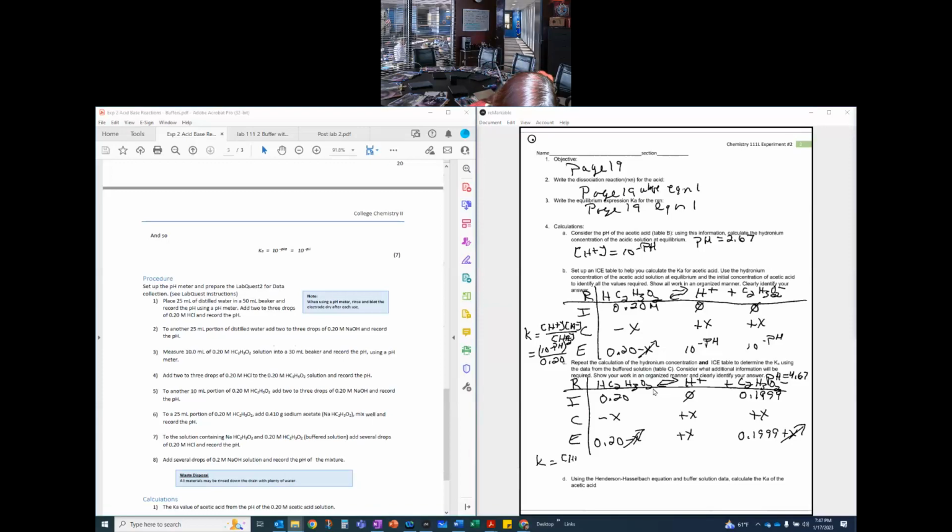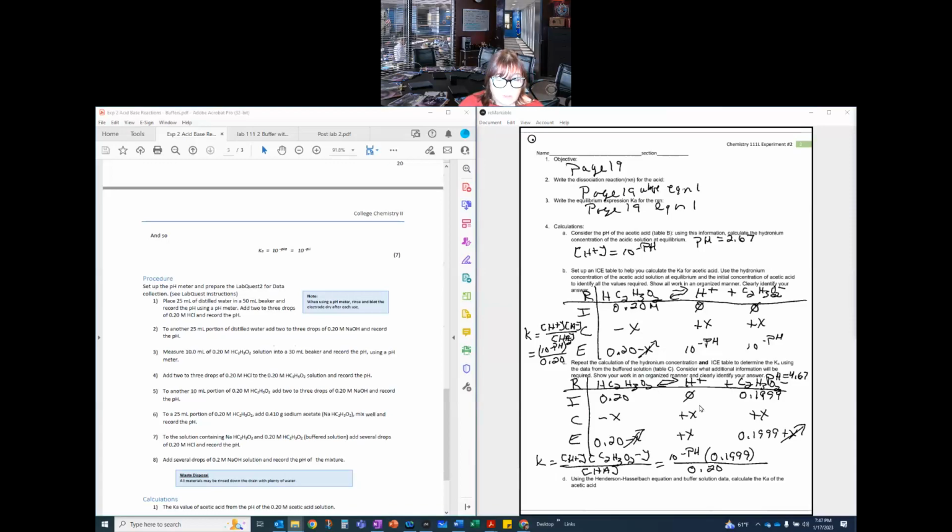So again, that's H plus times the C2H3O2 minus, all over the concentration of HA, and that is going to be 10 to the negative pH, because that's your H plus concentration, times the 0.1999 divided by the 0.20. Okay, so that's what you should get there, and that should give you a K as well.